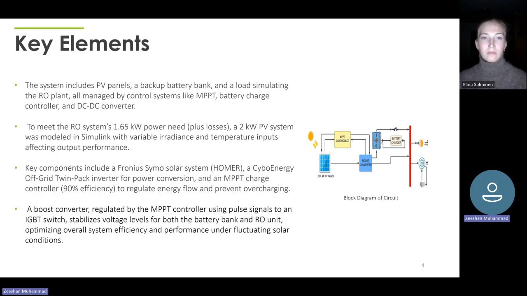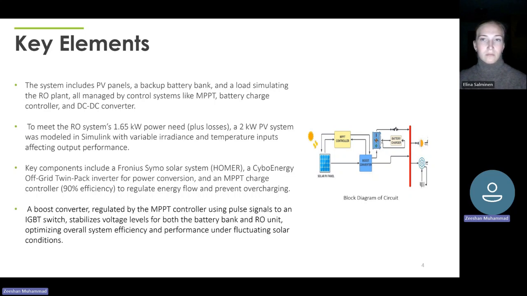To meet the reverse osmosis system's 1.65 kW power need, we have designed a 2 kilowatt PV system in Simulink, and we did the simulation with different scenarios to show that it does work in different scenarios. The key components included a Fronius Simo solar system in Homer, a Cybo Energy off-grid twin pack inverter for power conversion, and an MPPT charge controller to regulate energy flow and prevent overcharging.